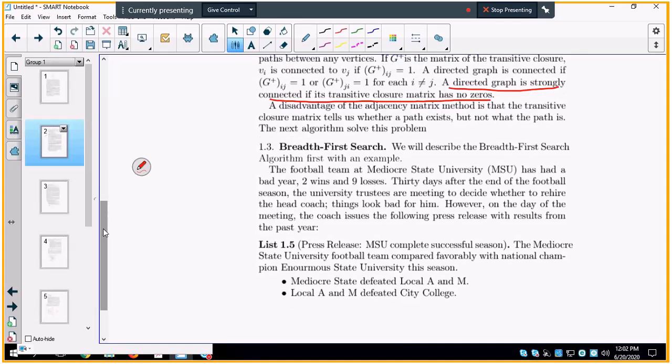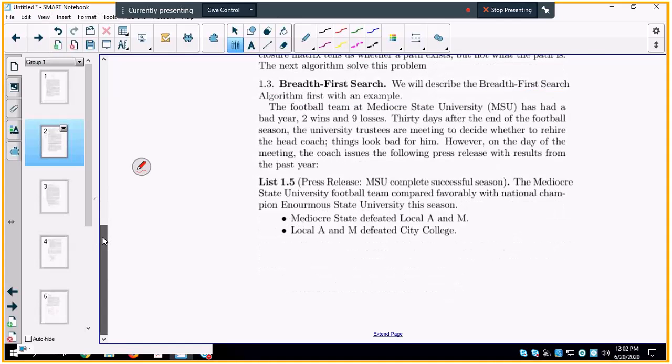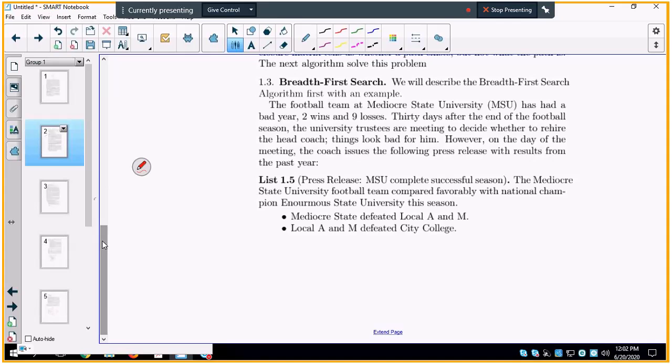But a disadvantage of the adjacency matrix method is that the transitive closure matrix only tells us about the existence of a path, but it doesn't help us to find what the path is. So our first question above, you recall, was, is there a path? And using adjacency matrices, we can answer that question, but we can't answer the next question, which is, okay, now find the path. So the next algorithm, which is called breadth first search, is going to help us to find the path.